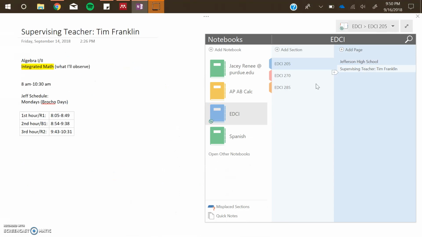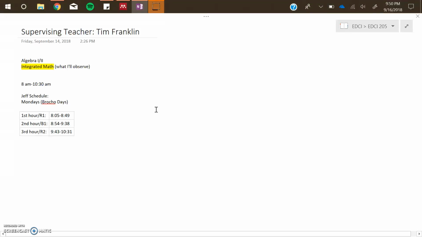And then I also made notes about my supervising teacher. I'll be observing integrated math and the class schedule for the time I'll be there. I also wrote down so that I won't disturb class by coming in and out.